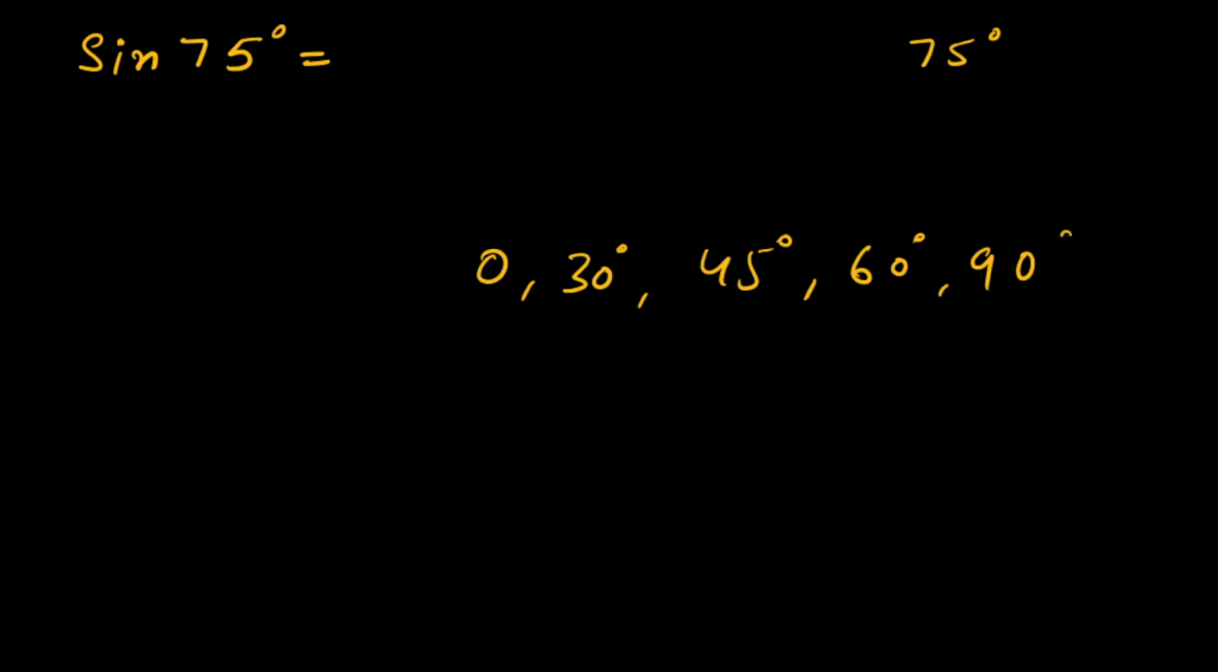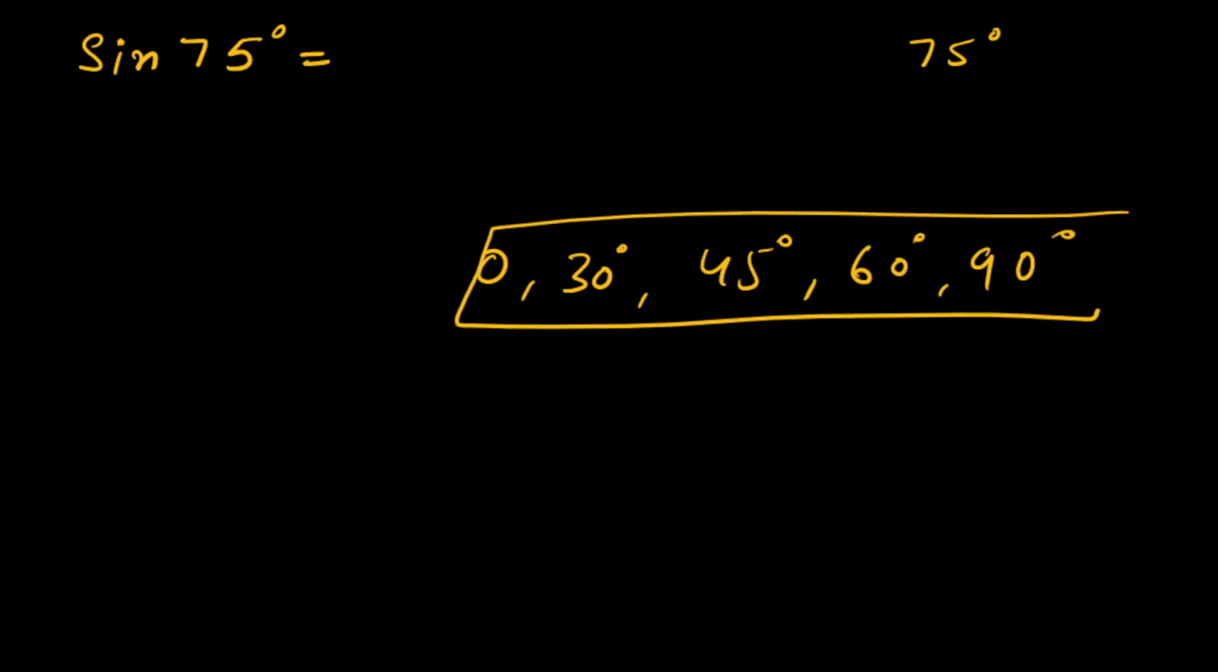Sine 75 degree, how to find? See, 75 is not a standard angle. So what we will do, we'll split 75 into two standard angles. The standard angles we know, which all are standard angles: 0, 30, 45, 60 and 90. These are the standard angles which we use.